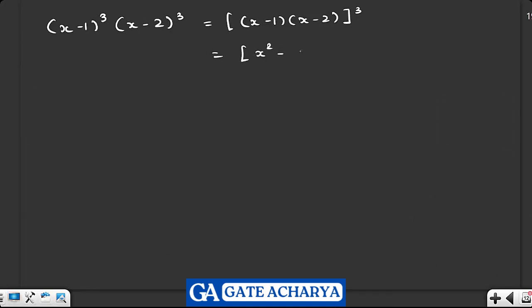So what is that? (x minus 1) the whole cube into (x minus 2) the whole cube. Some people may think, why can't I do it like this: (x minus 1) into (x minus 2), I can take the cube as common, right? If I take that, (x minus 1) into (x minus 2) works out as (x square minus 3x plus 2) the whole cube.